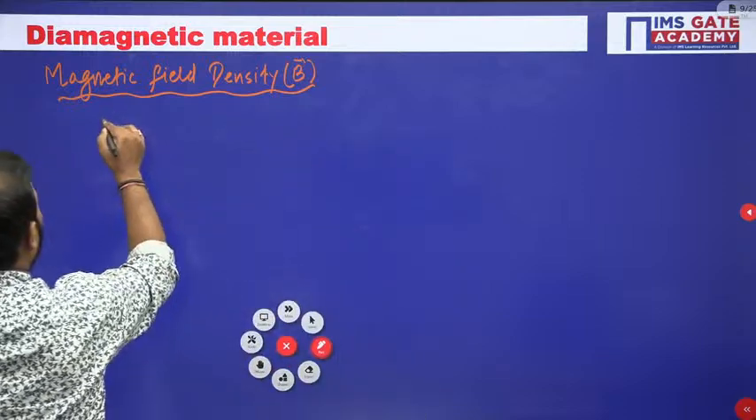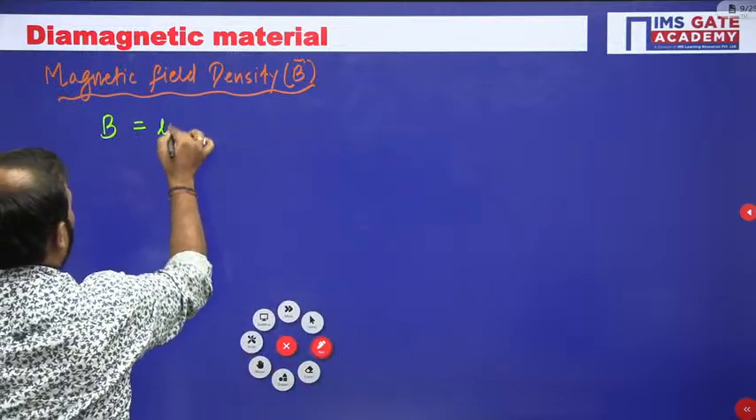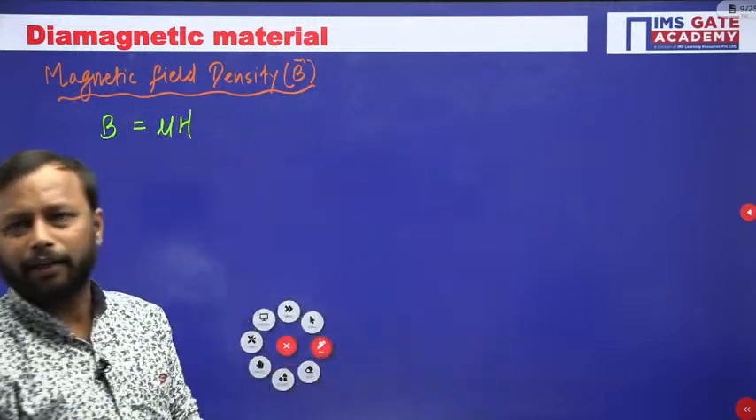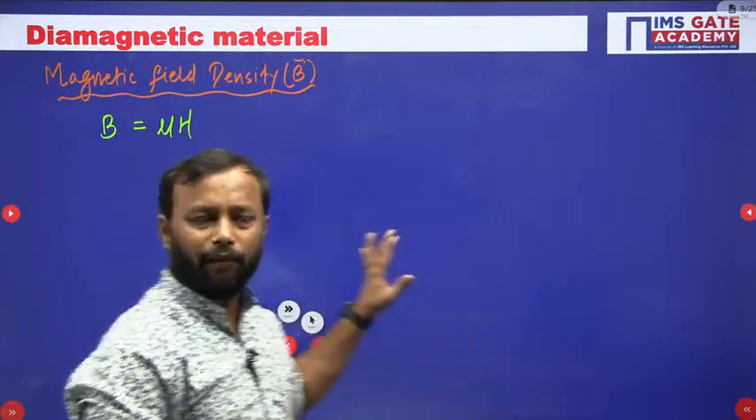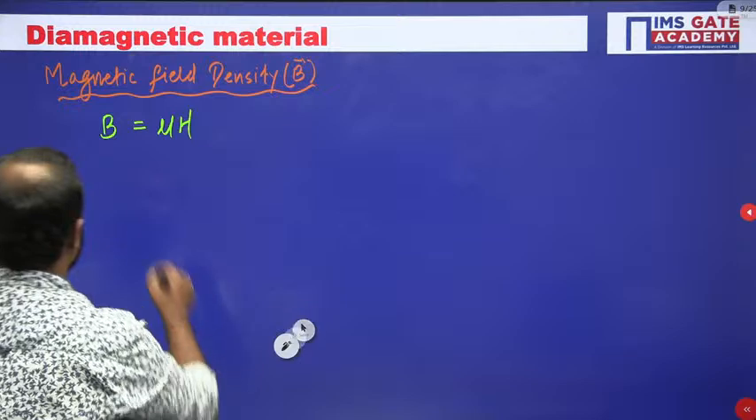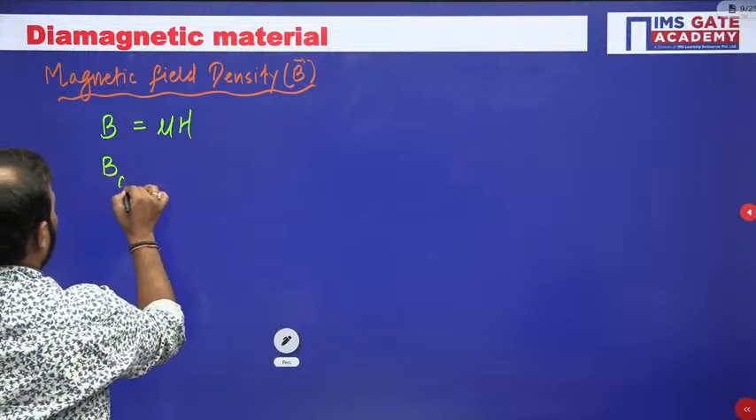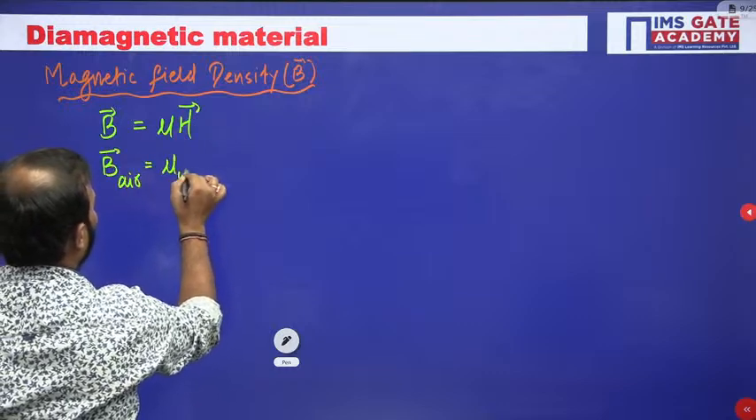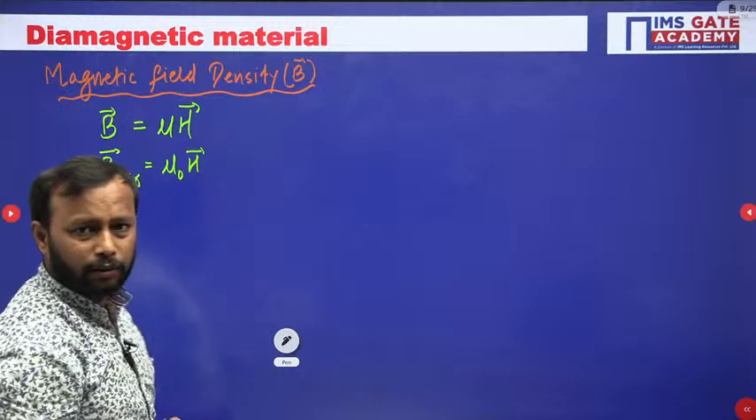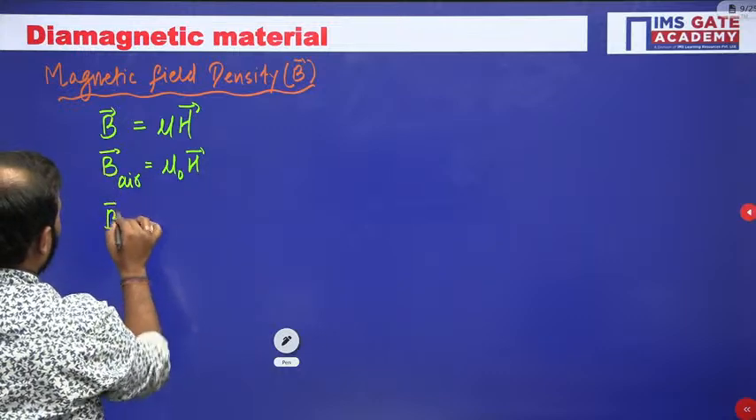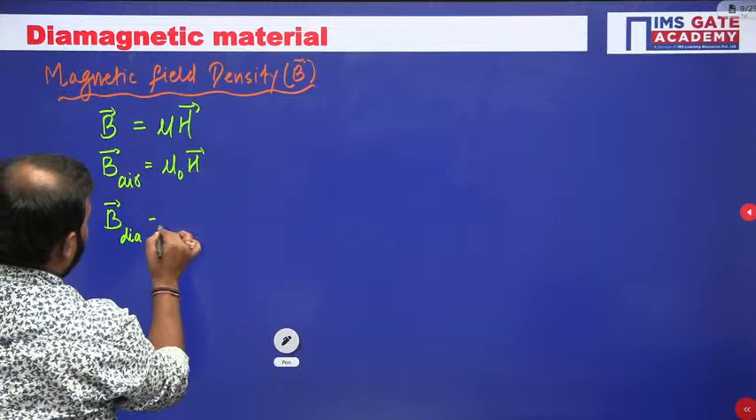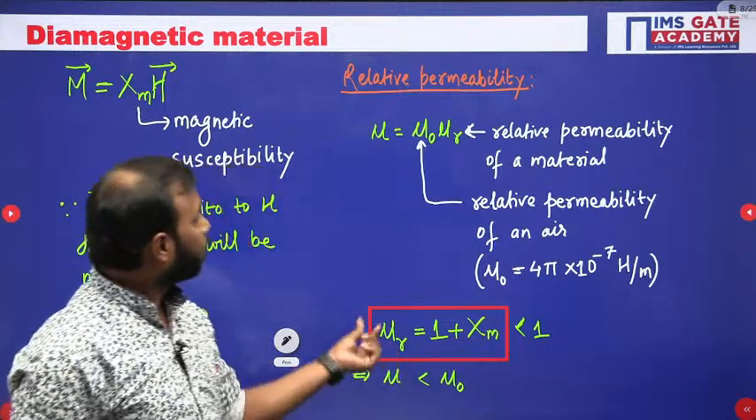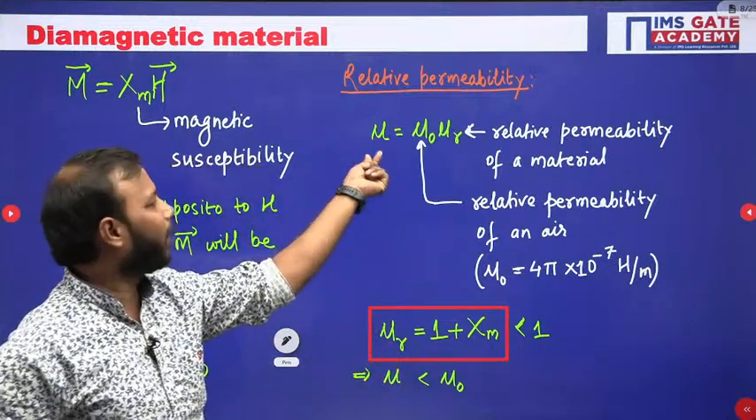So as you know, B is equal to mu into H, which we had studied in EMFT. Okay, Ajay, are you there? Please do respond. Is everything clear as of now? Now what about the magnetic field of air? Can I say it is mu naught H? And what about the magnetic field of the diamagnetic material? This is mu into H. So for the diamagnetic material, this is the total permeability.